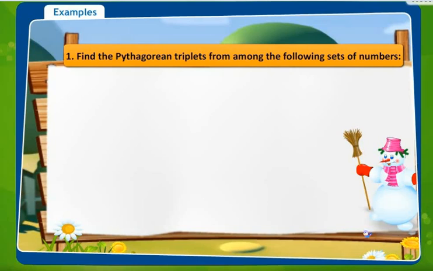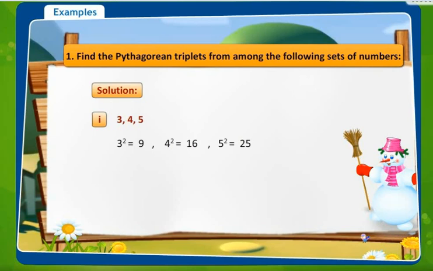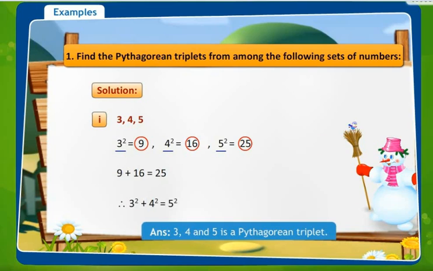Now since we have studied how to find out Pythagorean triplets, let's apply it to the sums. Find the Pythagorean triplets from among the following sets of numbers. First one, 3, 4, 5, we have already done it. It is a Pythagorean triplet. 5 square is 25, 3 square 9, 4 square 16, 16 plus 9 is 25. So 3, 4 and 5 are a Pythagorean triplet. That means they will follow the theorem of Pythagoras. And when we form the triangle, it will be a right angled triangle.